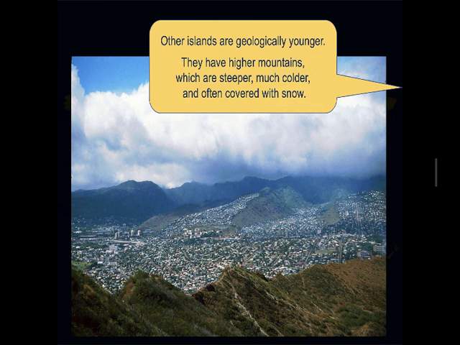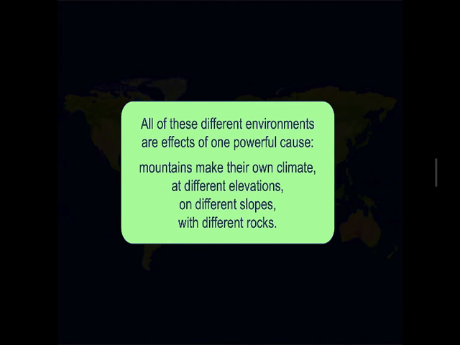Other islands are geologically younger. They have higher mountains, which are steeper, much colder, and often covered in snow. All of these different environments are effects of one powerful cause. Mountains make their own climate at different elevations on different slopes with different rocks.